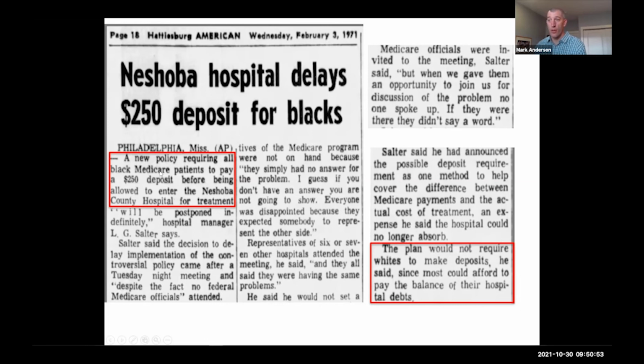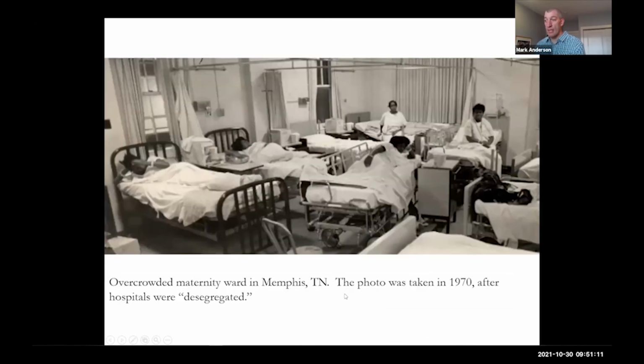A new policy requiring all Black Medicare patients to pay a $250 deposit before being allowed to enter the hospital did not pass. That's a non-trivial sum by today's standards. The plan would not require whites to make deposits, he said, since most could afford to pay the balance of their hospital debts. And then I have one last picture to show you. While Tennessee did not make the sample, this is an overcrowded maternity ward in Memphis. The photo was taken in 1970, well after the hospital was desegregated.